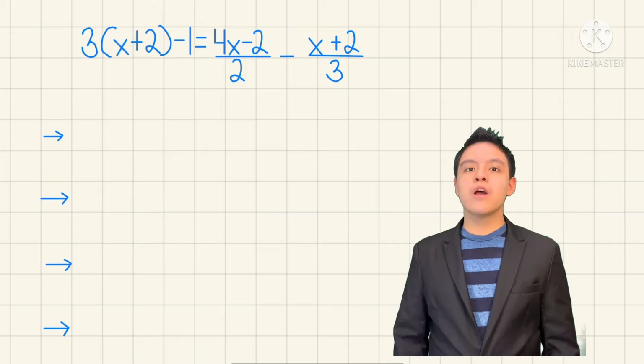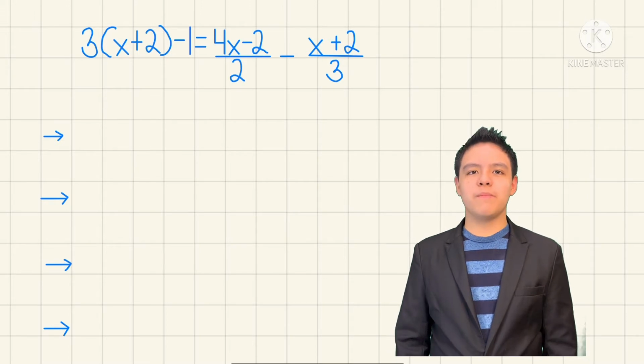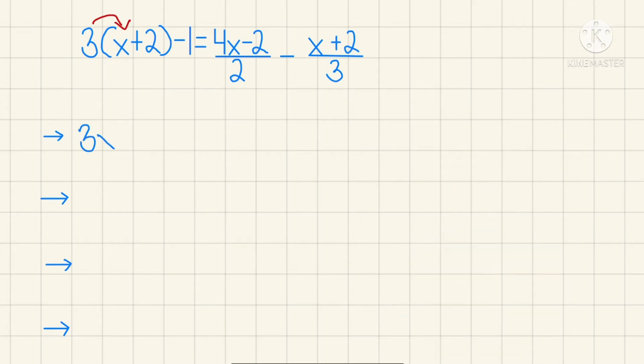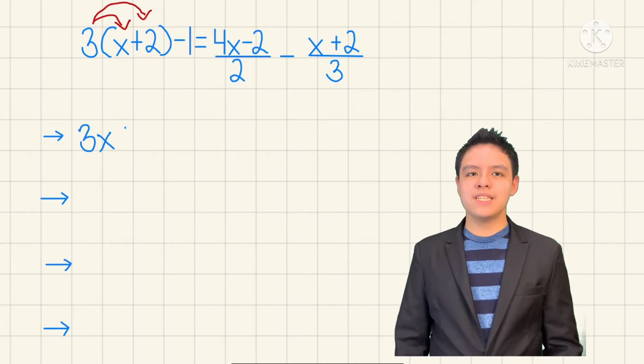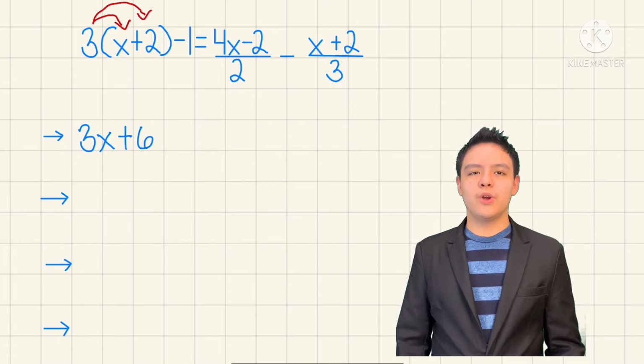Number 1. So first, we are going to apply the distributive property. Multiply 3 to x, you get 3x. 3 times 2 is 6. Then, copy the remaining terms.